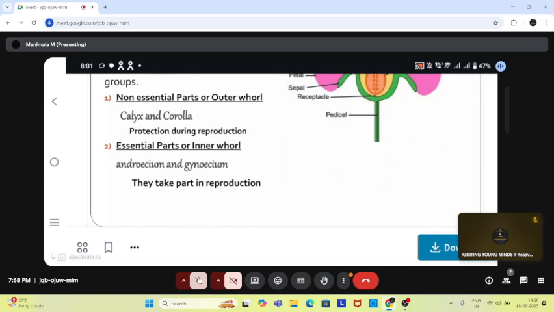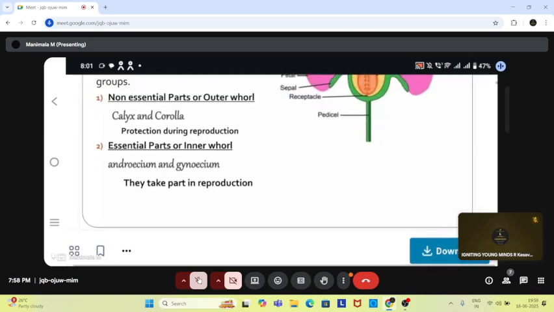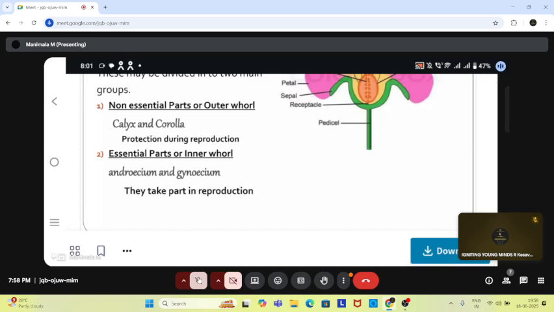What are the two parts of flower? Essential and non-essential. In essential, this comes under male and female reproductive parts. Okay, so what are the male and female reproductive parts? One is androecium and another one is gynoecium.